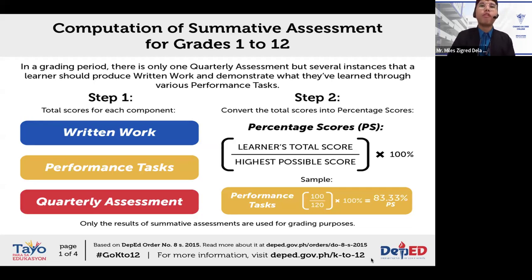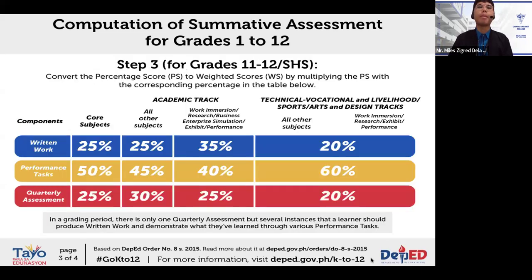For example, on performance tasks, the learner's total score will be 100, while the highest possible score will be 120. And we're going to divide it and multiply it by 100%. So therefore, we will be able to get the percentage score, which is 83.33%.